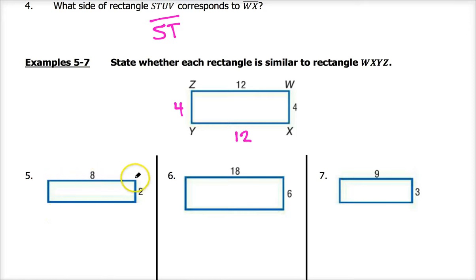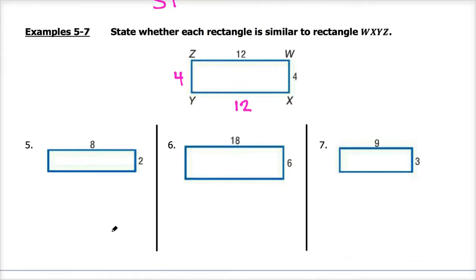Okay, so let's look at rectangle number 5. We have the top segment measuring 8 units and the bottom segment measuring 2 units. And remember, in order for two figures to be similar, the ratio of the corresponding sides has to be equal. So let's take a look at the top of this rectangle. The top measures 8, and for our larger rectangle, the top measures 12. So the ratio of the rectangle in number 5 to our rectangle WXYZ for those top sides is 8 to 12. Okay, 8/12 reduces to 2/3.